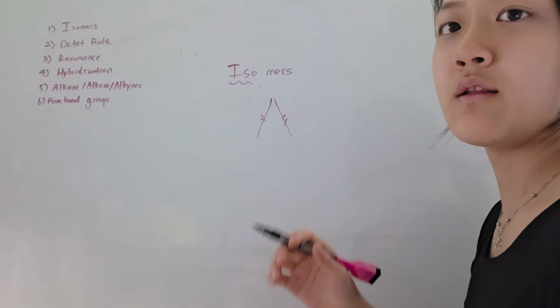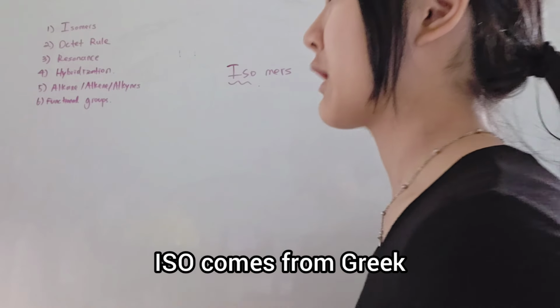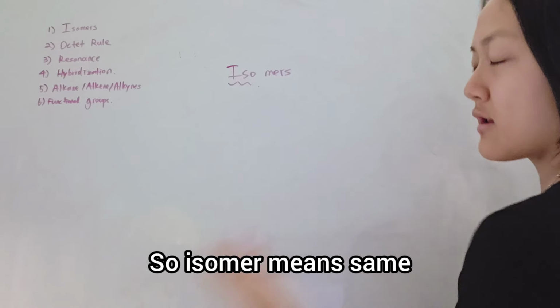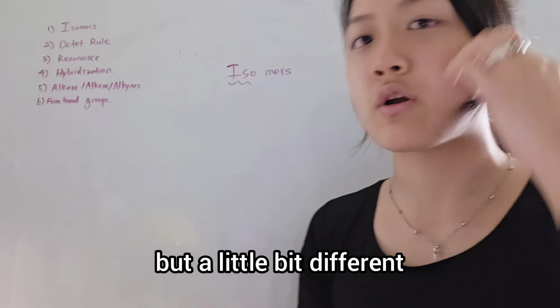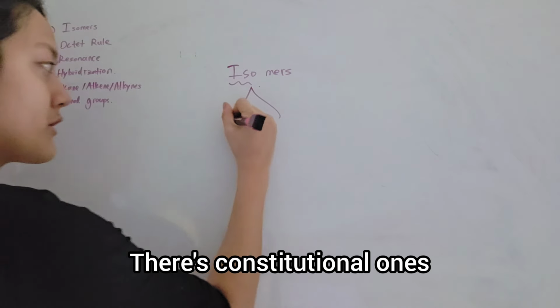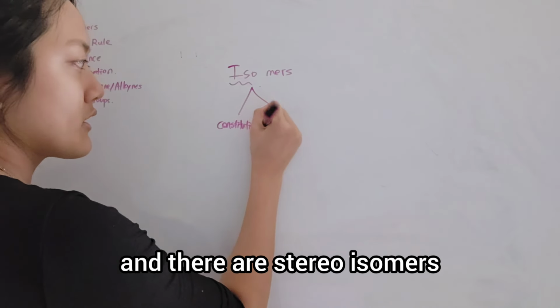So this is an etymology derived word. Iso comes from Greek. It means equal or the same. So isomer means same but a little bit different. So there's two different types of isomers. There's constitutional ones, and there are stereoisomers.